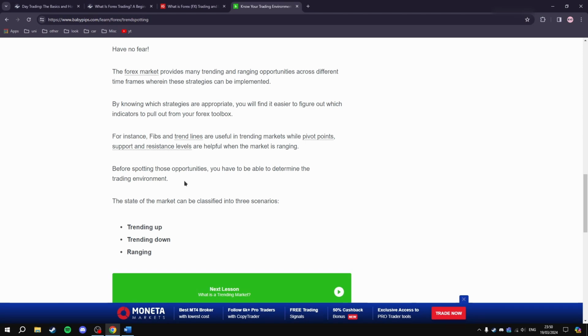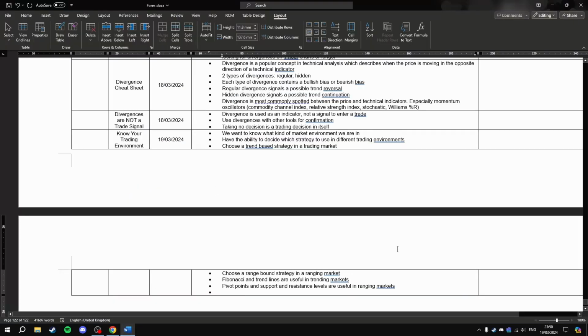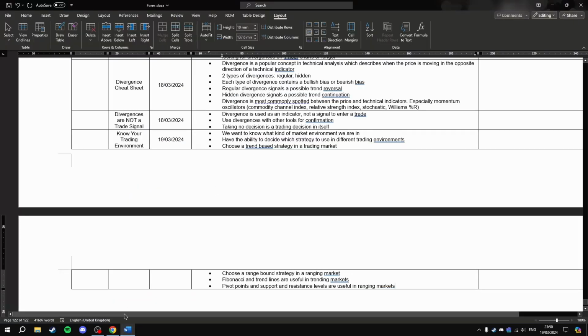Before spotting these opportunities, you have to be able to determine the trading environment. The state of the market can be classified into 3 scenarios: trending up, trending down, or ranging.